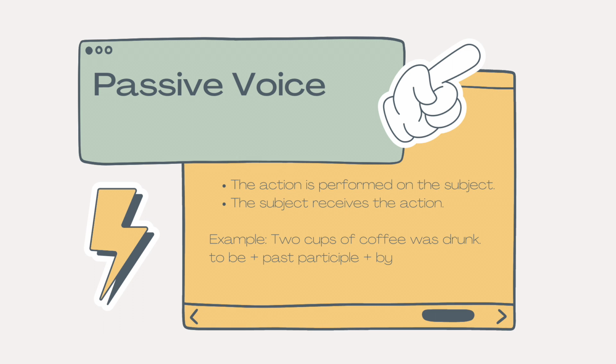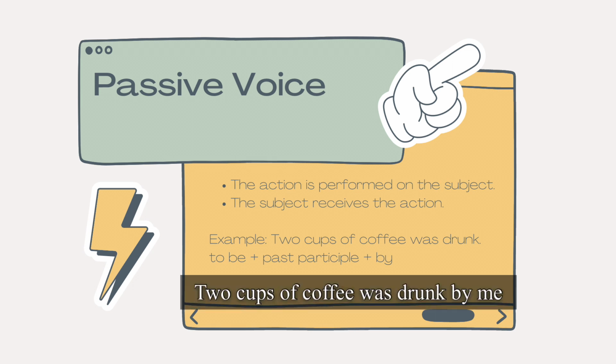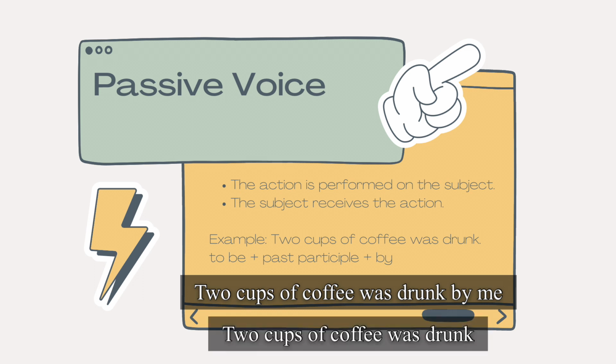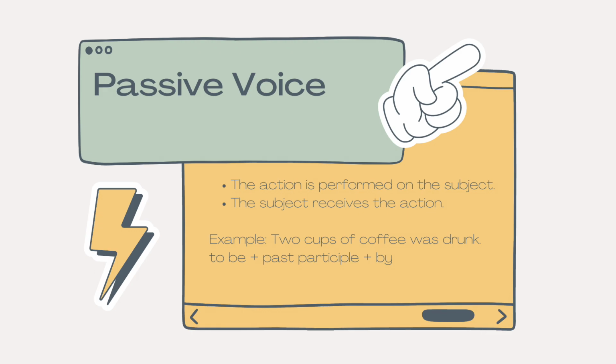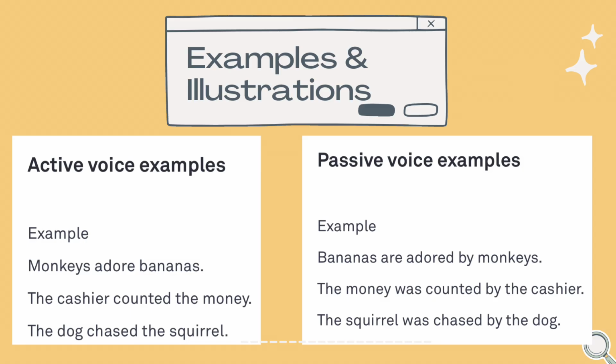So the formula is to be plus past participle plus by. In this sentence, you may add on by her or you may not include by her. So the example, 2 cups of coffee was drunk by me, or 2 cups of coffee was drunk. To have a clearer picture, let us take a look at the next examples.